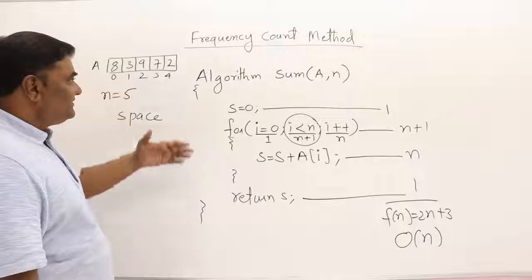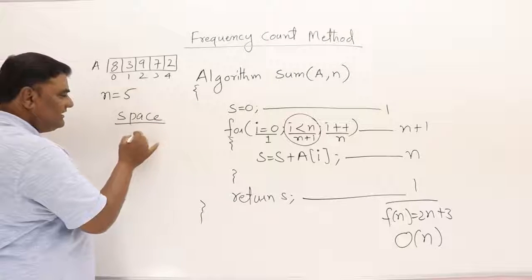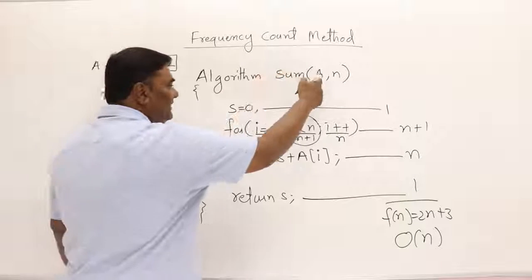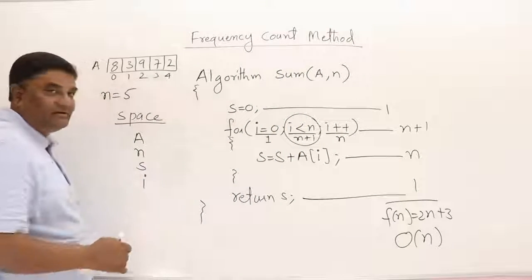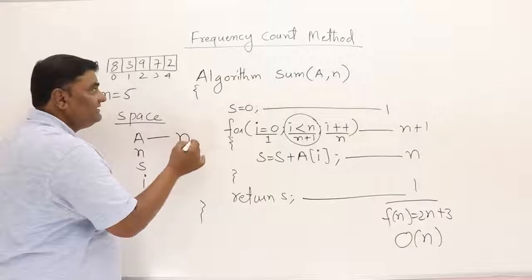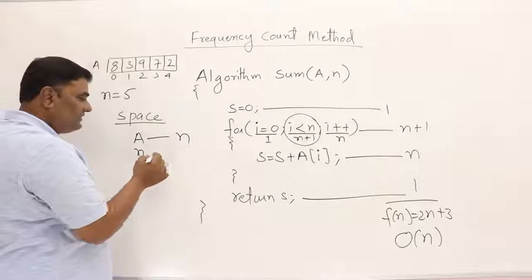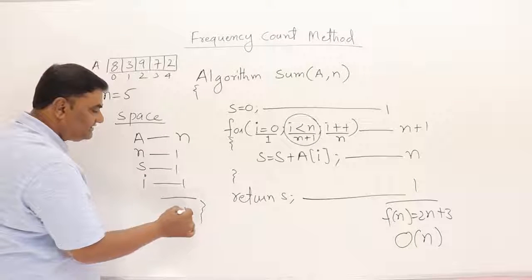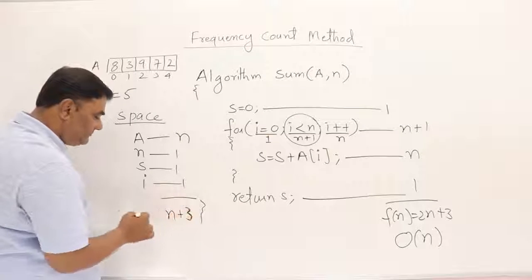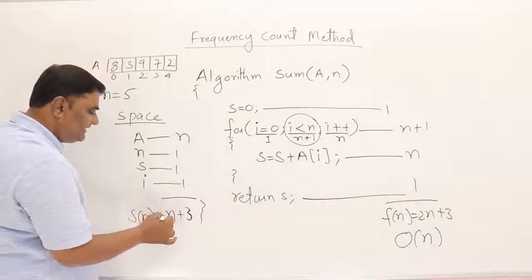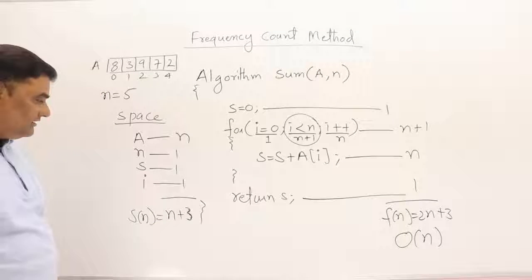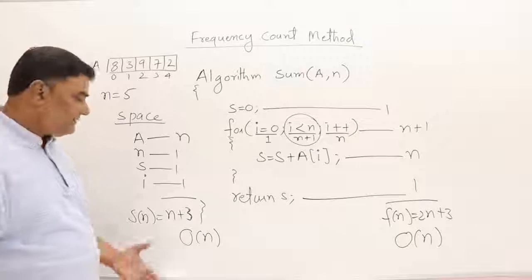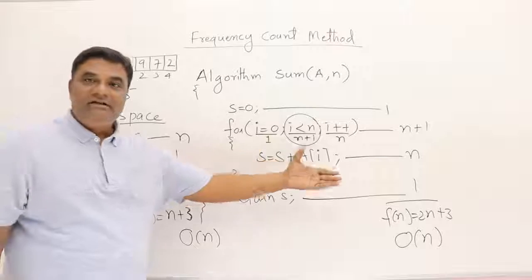Space complexity. See, what are the variables used here? A, n, s, and i. The size of A is n words, and all these are just one word each. So total is how much? n plus 3. So the space complexity S of n is n plus 3. Now this polynomial is also degree 1. So we say space complexity is order of n, and the time complexity is also order of n.